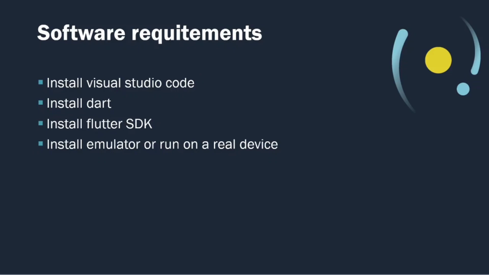The software requirements are, first of all, to install Visual Studio Code. This platform allows us to start and begin our coding journey and install our SDK and all of this stuff. Then we're going to install the Dart programming language, and then we're going to install the Flutter SDK. After all, we're going to install an emulator or run our applications on a real device so that we can test what we have done in the code.